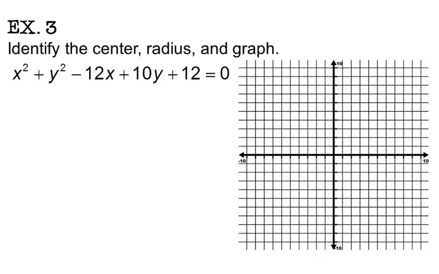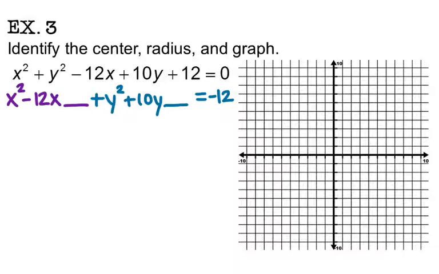So I'm going to go ahead and rewrite this and put all my x's first, then my y's, and I'm going to move any constant to the other side. So x squared minus 12x, and I'm going to go ahead and leave a space because I know I'm going to have to complete the square in a second. And then my y's, plus y squared plus 10y, and I'm going to leave a space, equals negative 12.